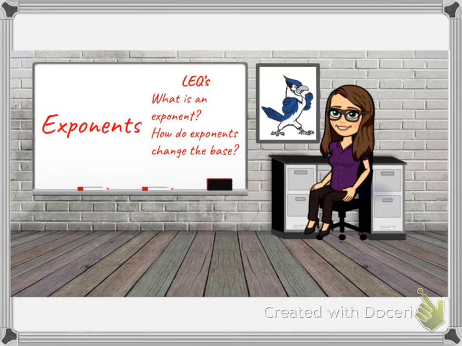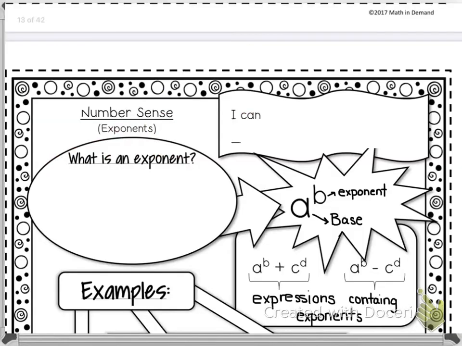We're going to be going over exponents today. Our LEQs, those questions I want you to be able to answer at the end of our lesson, are: what is an exponent and how do exponents change the base? We'll start with our I can statement up in the corner, and this is what you should be able to do by the end of our lesson. Our I can statement is simplify exponents and evaluate expressions with exponents.